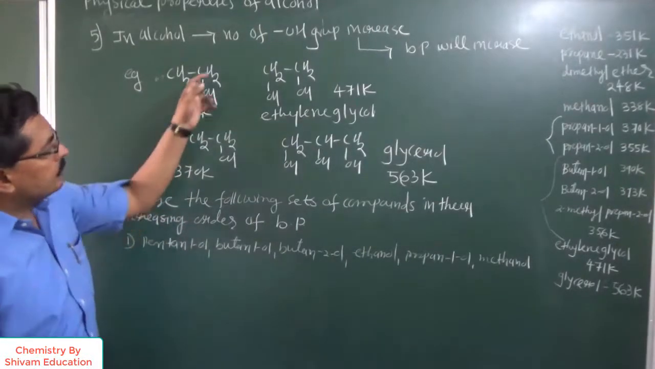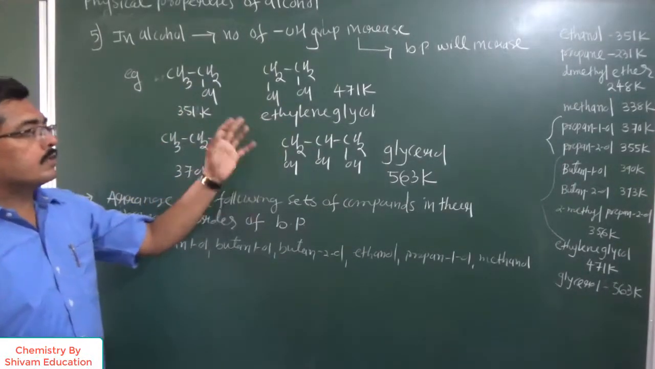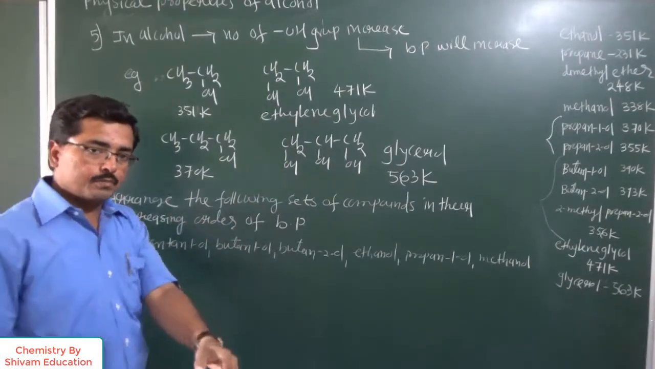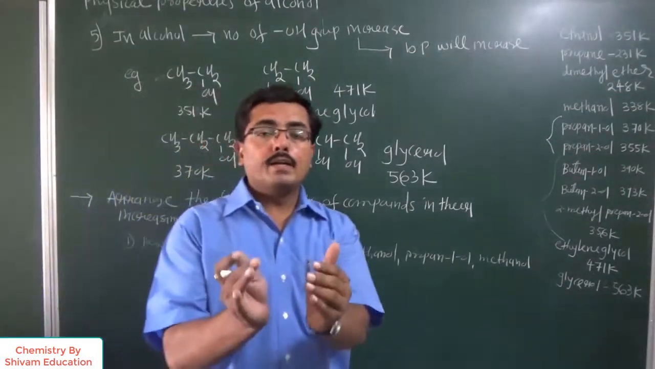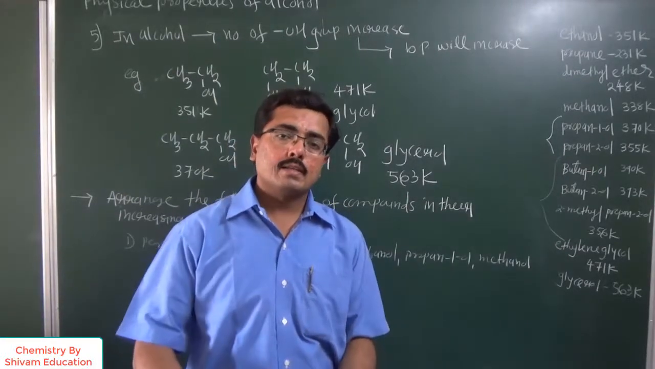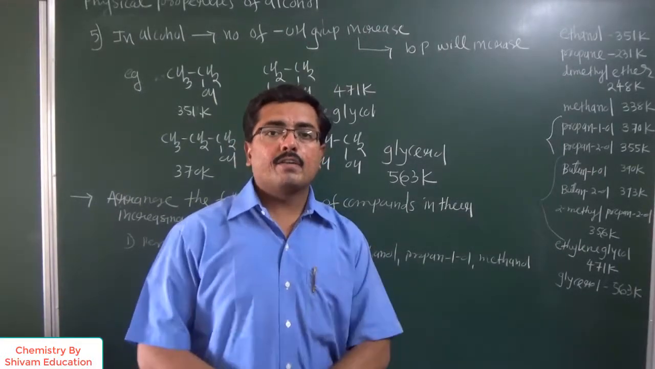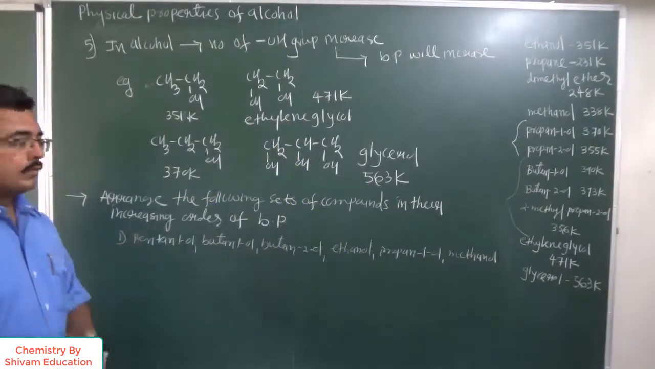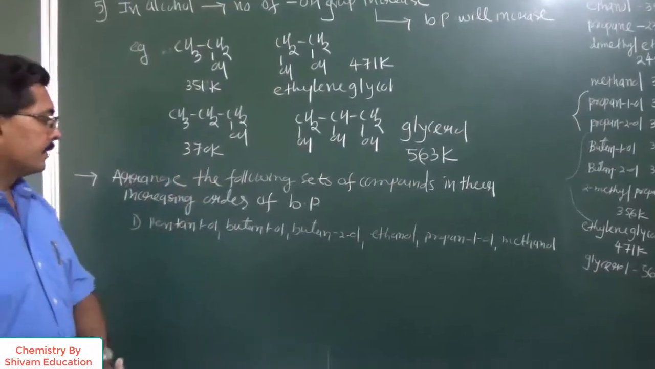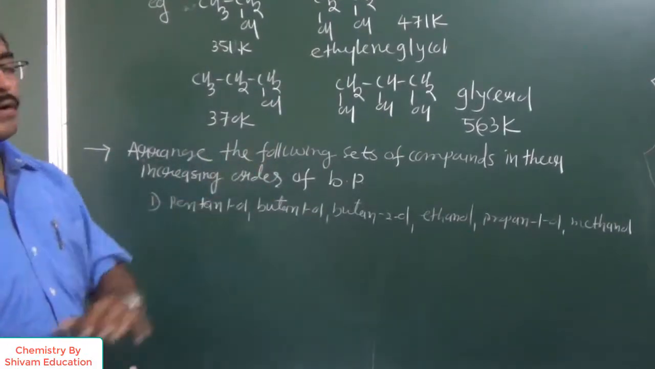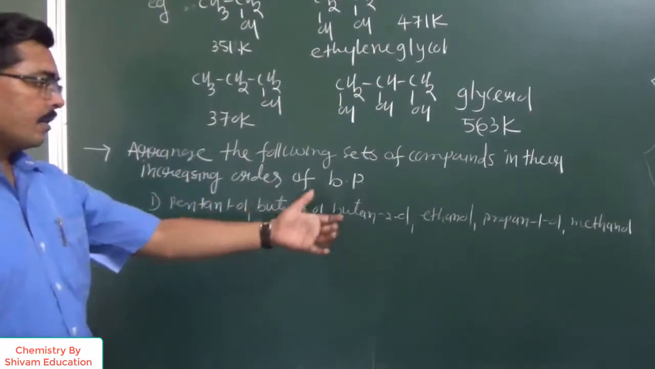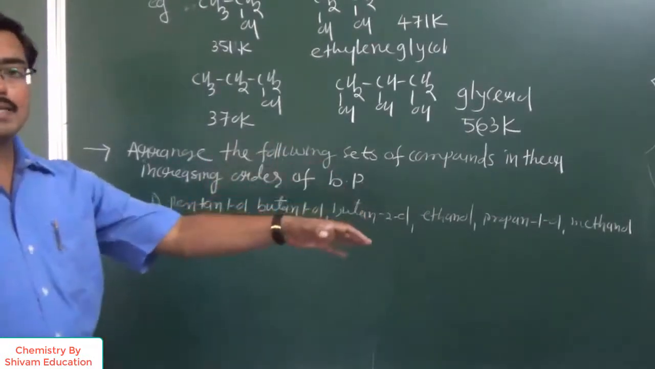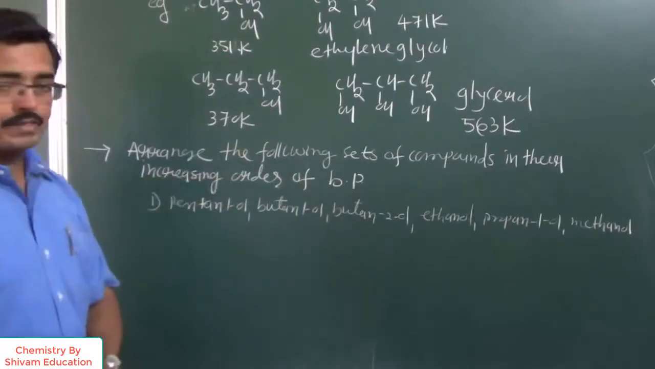So as we observe, as the number of hydroxyl groups increases, the boiling point of alcohol will increase because the formation of intermolecular hydrogen bonds will increase. As a result, intermolecular attractive forces will increase and the boiling point will also increase. Now, an exercise based on this: arrange the following set of compounds in increasing order of boiling point. Among these, the one whose boiling point is highest will come last and the lowest will come first.